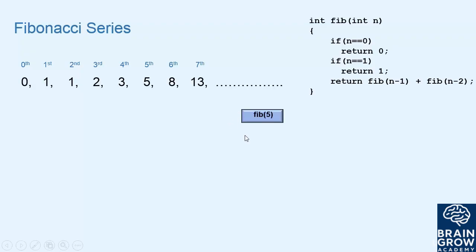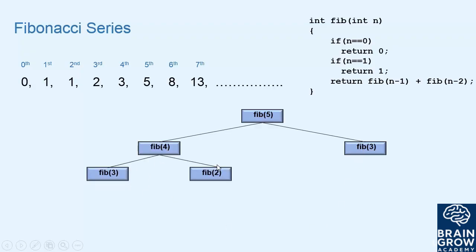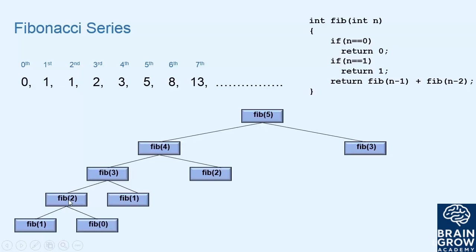Now suppose we have to find the fifth Fibonacci number. To find it, we have to add fourth and third Fibonacci numbers. To find this fourth Fibonacci number, we have to add third and second Fibonacci numbers. To find this third Fibonacci number, we have to add second and first Fibonacci numbers. And to find the second Fibonacci number, we have to add first and 0th Fibonacci numbers.